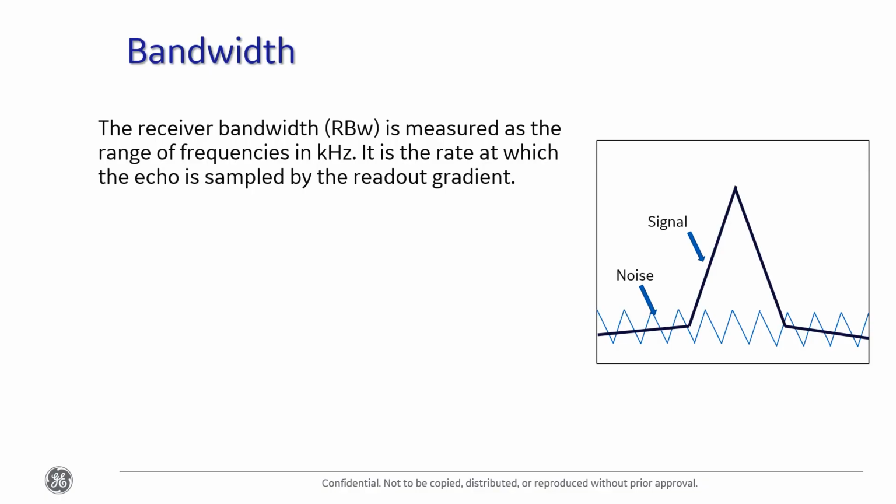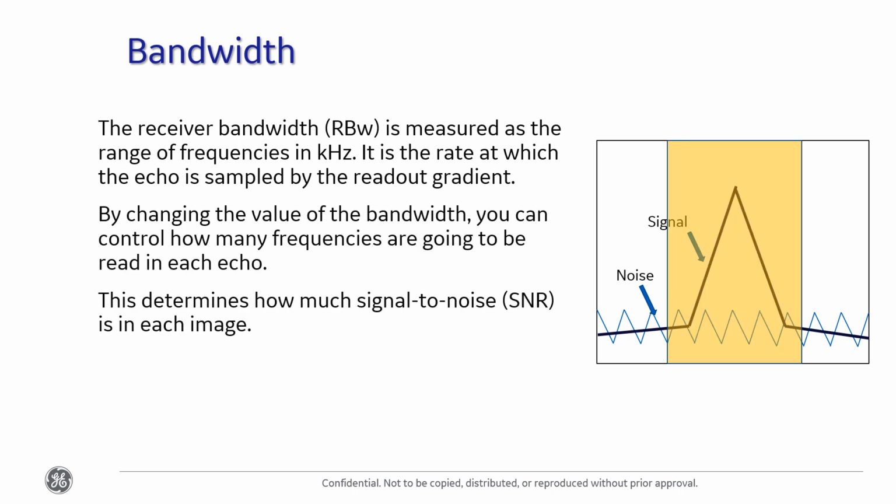Now, before I get into using bandwidth to improve our image quality, I need to get a bit of an understanding and do a revision on how bandwidth works for and against us and its relationship with chemical shift. Quick bit of revision here. Remember that the receiver bandwidth is measured as the range of frequencies in kilohertz plus and minus either side of the center frequency, and it is the rate at which the echo is sampled by the readout gradient. By changing the value of the bandwidth, you can control how many frequencies are going to be read in each echo. Don't forget that noise is a constant in the background.